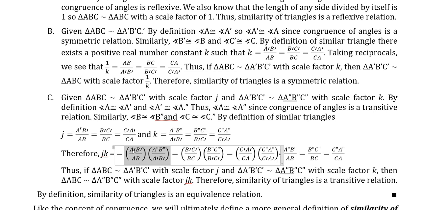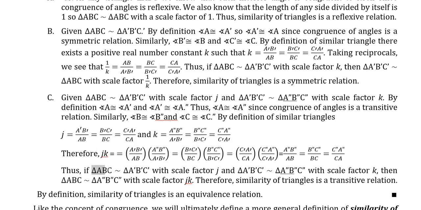Well, if you look, what happens is the A prime B primes cancel out, and you get A double prime B double prime over AB. And the same thing happens for the middle one and the last one. And the fact that that is a constant is exactly what we mean by saying they're proportional. And what is that constant? Well, it's just the product of your two original proportionality constants, your two scale factors.